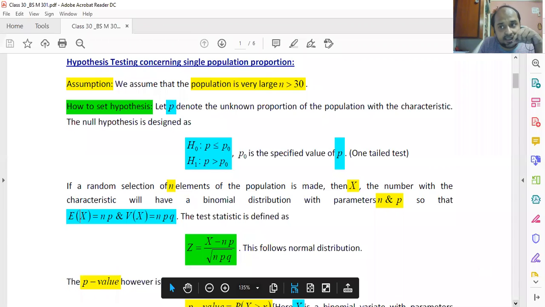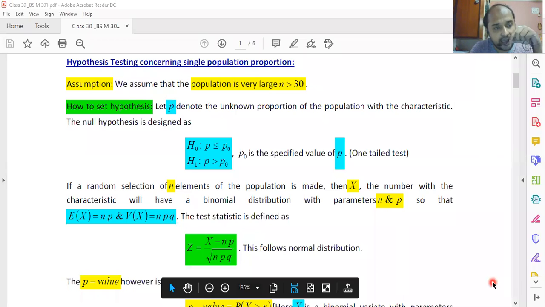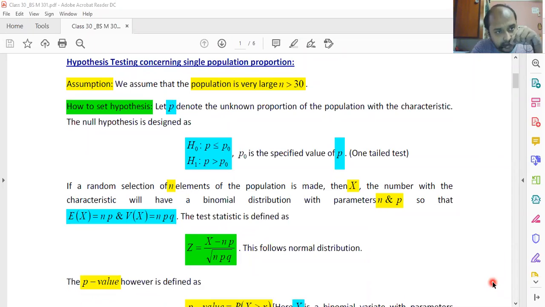Now, to test this particular hypothesis under this situation, we will take the help of the p-value. And in my last class, I explained what the p-value is. So if you have missed my class, you can go through my YouTube video once again, where I did some board work to explain to students what the p-value is.